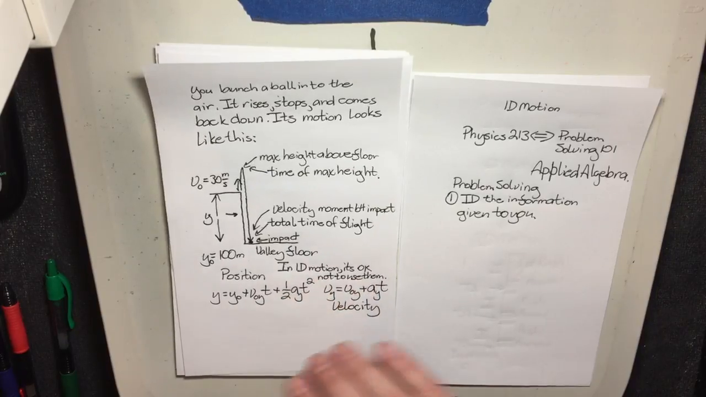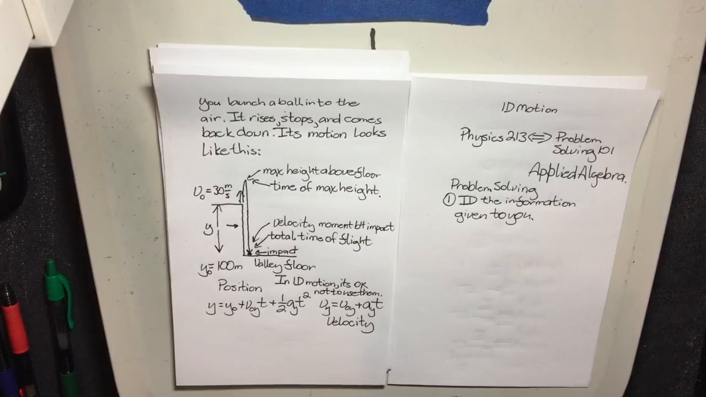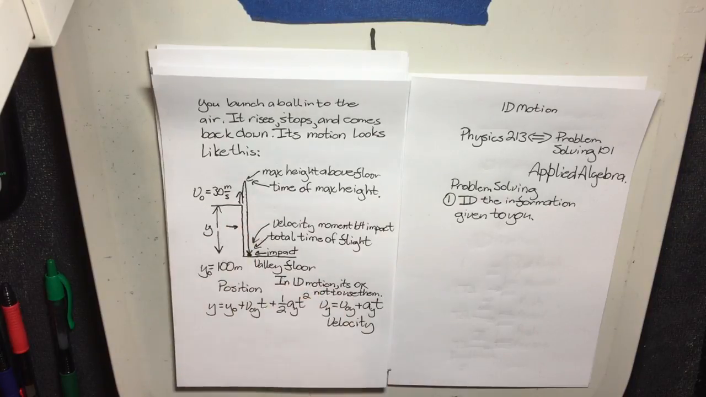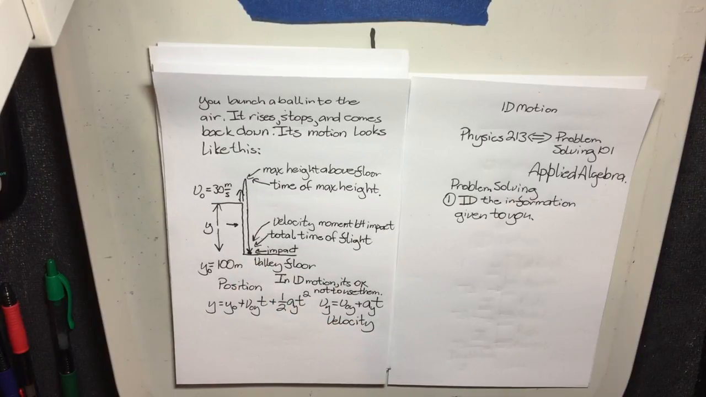So for something like this, you identify the information that you're given. What do we know metaphysically certain about this problem? I know the initial velocity. I know the height of the cliff. I know where it begins, top of the cliff. I know where it ends, bottom of the cliff. I know I'm on the planet Earth.